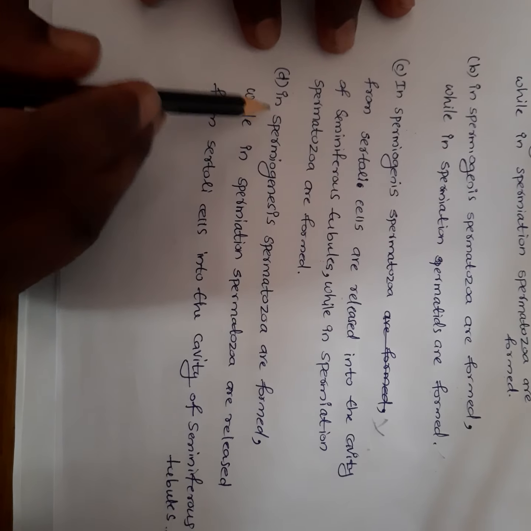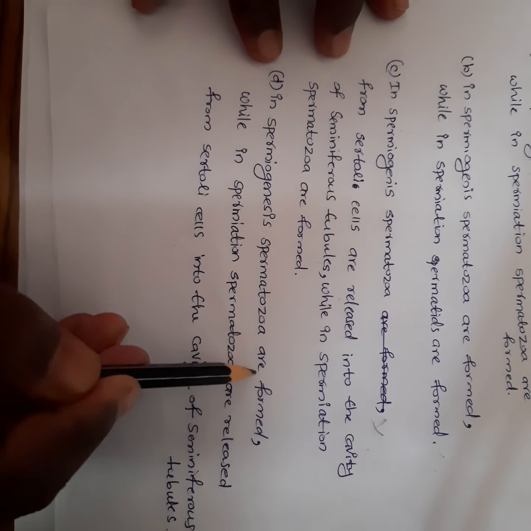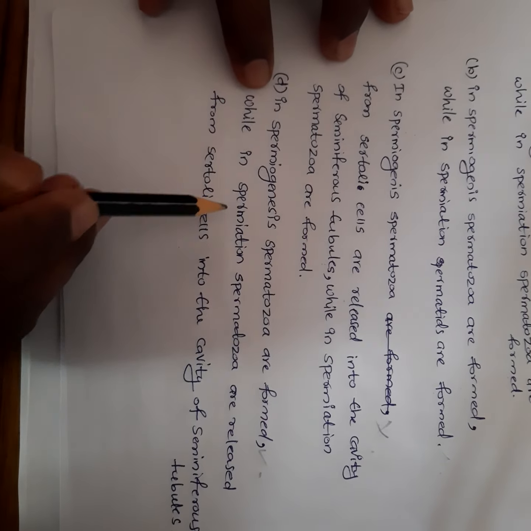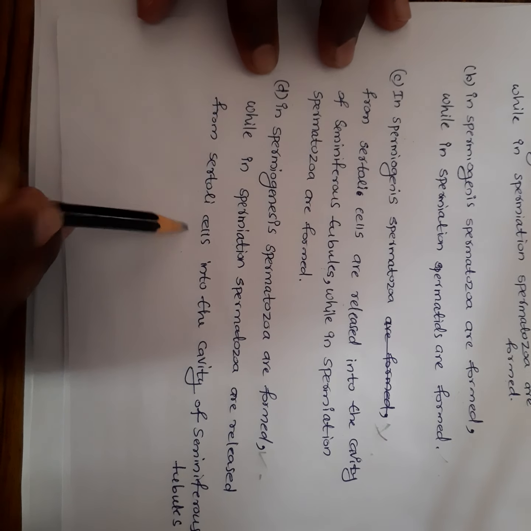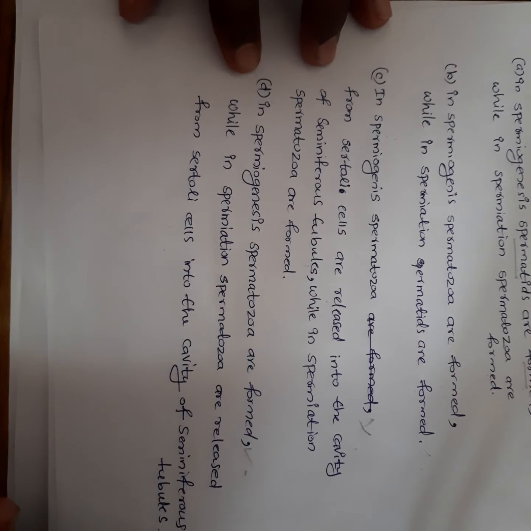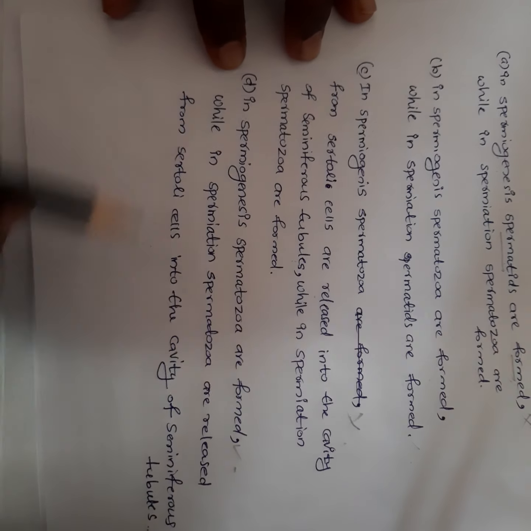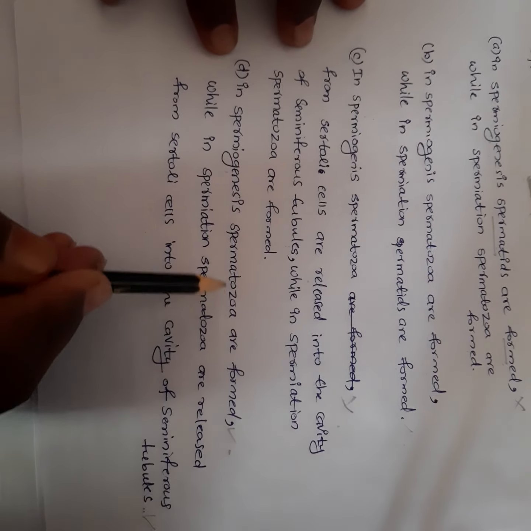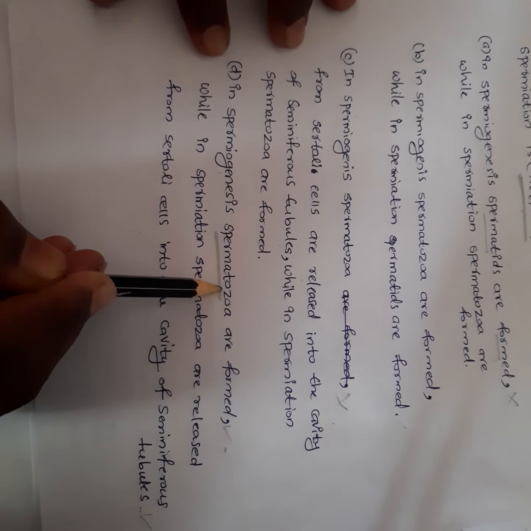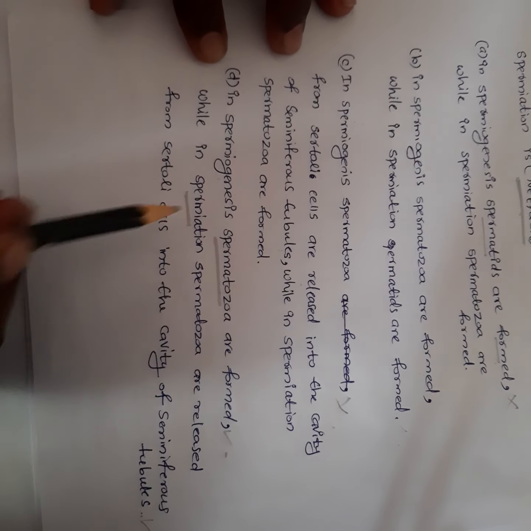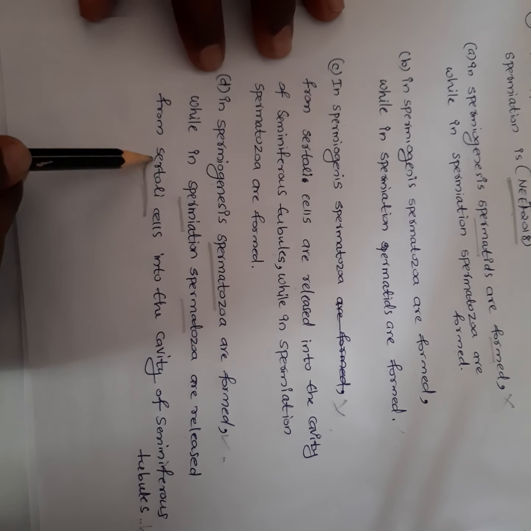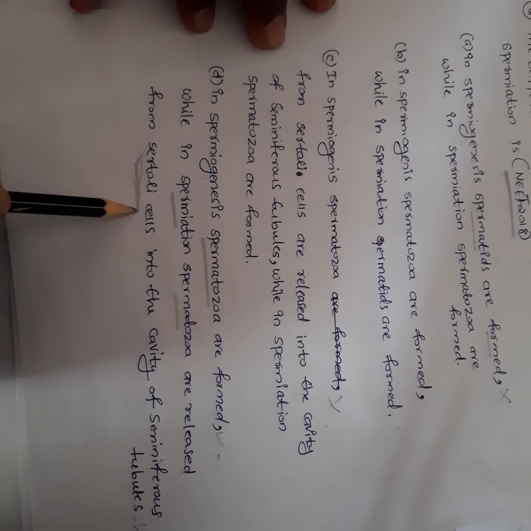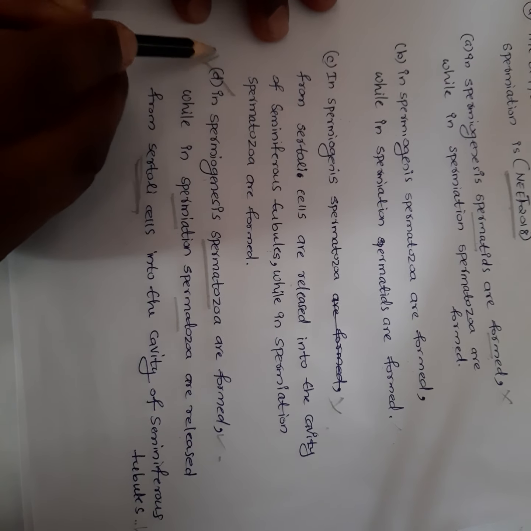Next, I am taking option D. In spermiogenesis, spermatozoa are formed. That is correct. While in spermiation, spermatozoa are released from Sertoli cells into the cavity of seminiferous tubules. That is also correct. We know spermiogenesis means formation of spermatozoa or sperm, right? Spermiation means spermatozoa are released from Sertoli cells, right? So option D will be the answer.